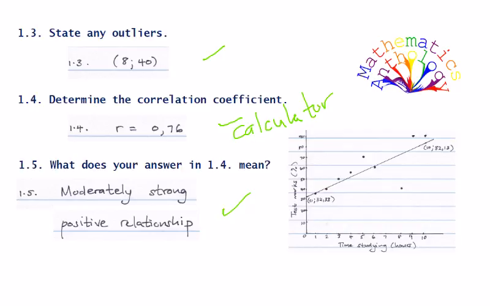1.5, what does your answer in 1.4 mean? My r answer is a positive answer, so it means it's a positive relationship. Now the correlation coefficient can range from -1 all the way up to +1. So with 0.76, I can say it is a moderately strong positive relationship.